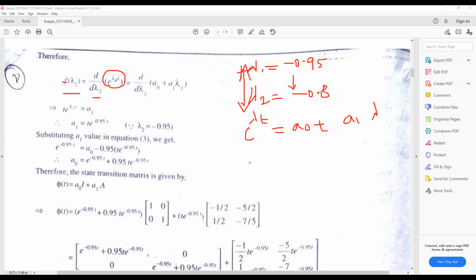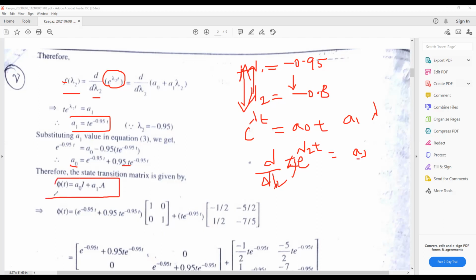Clear, all of you? When lambda 1 and lambda 2 come out equal, we differentiate. The derivative d by d lambda 2 of e power lambda 2 t is equal to a naught, which is constant so it is 0, and a1. Substitute the a1 value in equation 1, so both a naught and a1 values are obtained. Then substitute the formula in the state transition matrix.